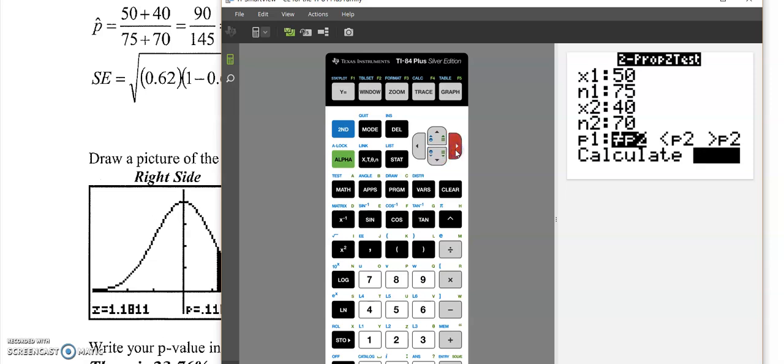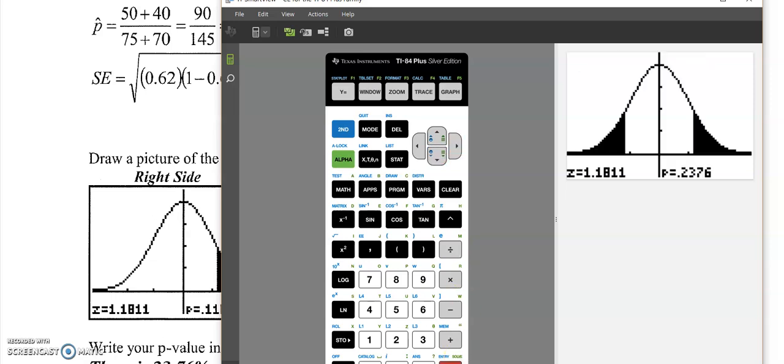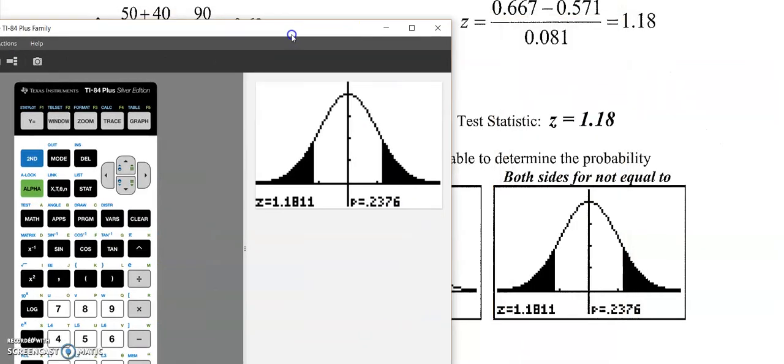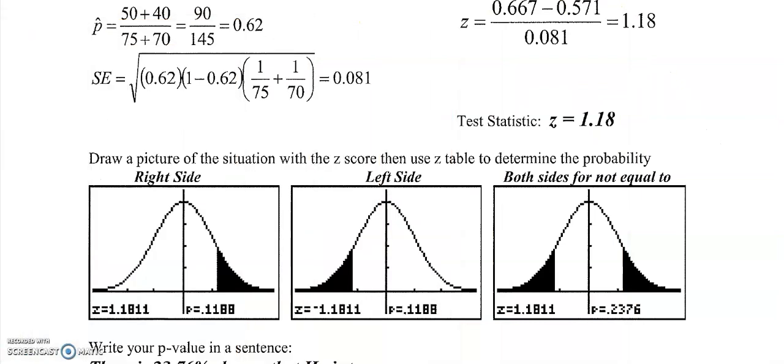I'm going to go to draw. And notice for not equal to, it shades both sides. So we got the same z of 1.18. And our p-value takes both into account. So it's 0.2376. Again, we could have found one side in that table and then doubled it to get a similar number. But we're going to go with 0.2376 as our p-value.